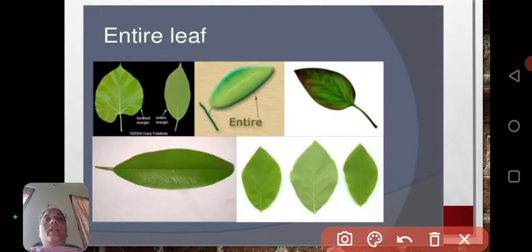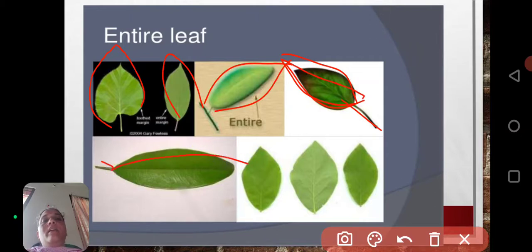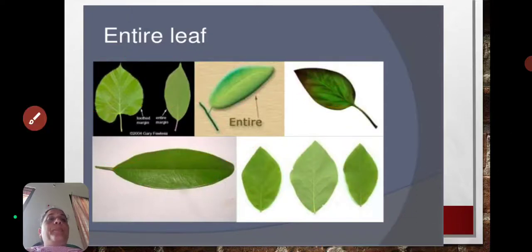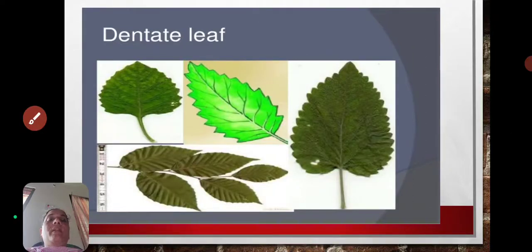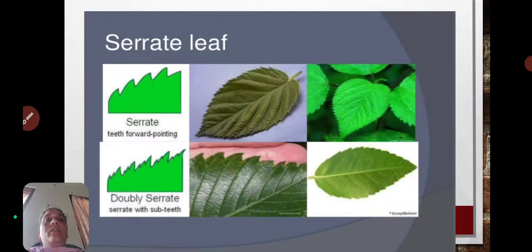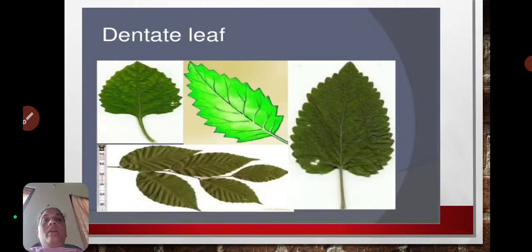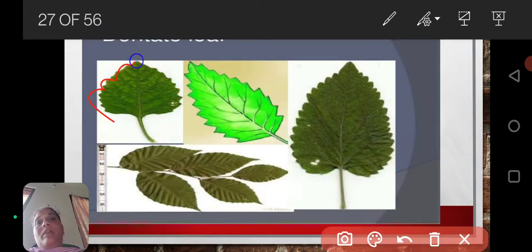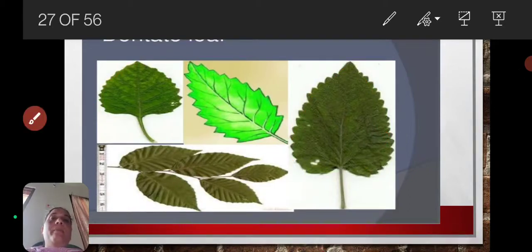Here are the entire leaf margin shapes. The entire leaf margin is a smooth leaf margin. This is a petiolate leaf with an entire leaf margin. Next is the dentate leaf margin. The dentate leaf margin is tooth shaped. Tooth-shaped cuts are there in the leaves. This is called dentate. Dent means tooth, okay?